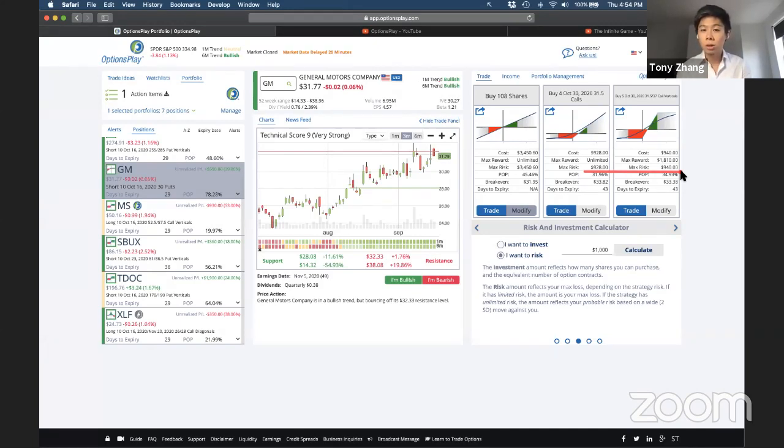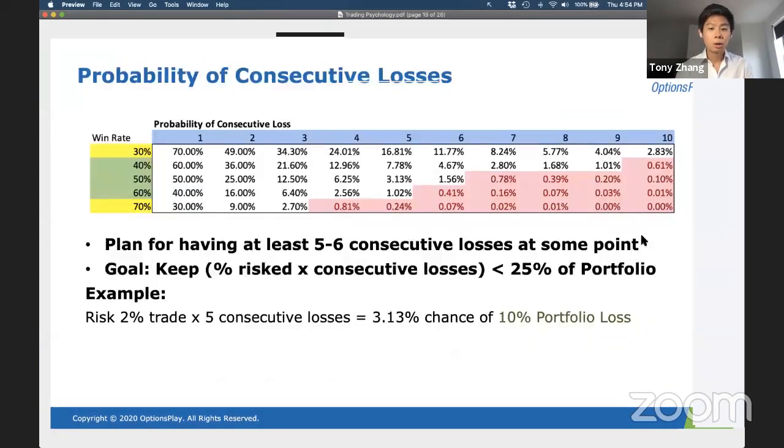So always make sure that you use the risk and investment calculator, which is available to you here on OptionsPlay, to calculate the appropriate amount of risk for your portfolio. So let's go back to this.